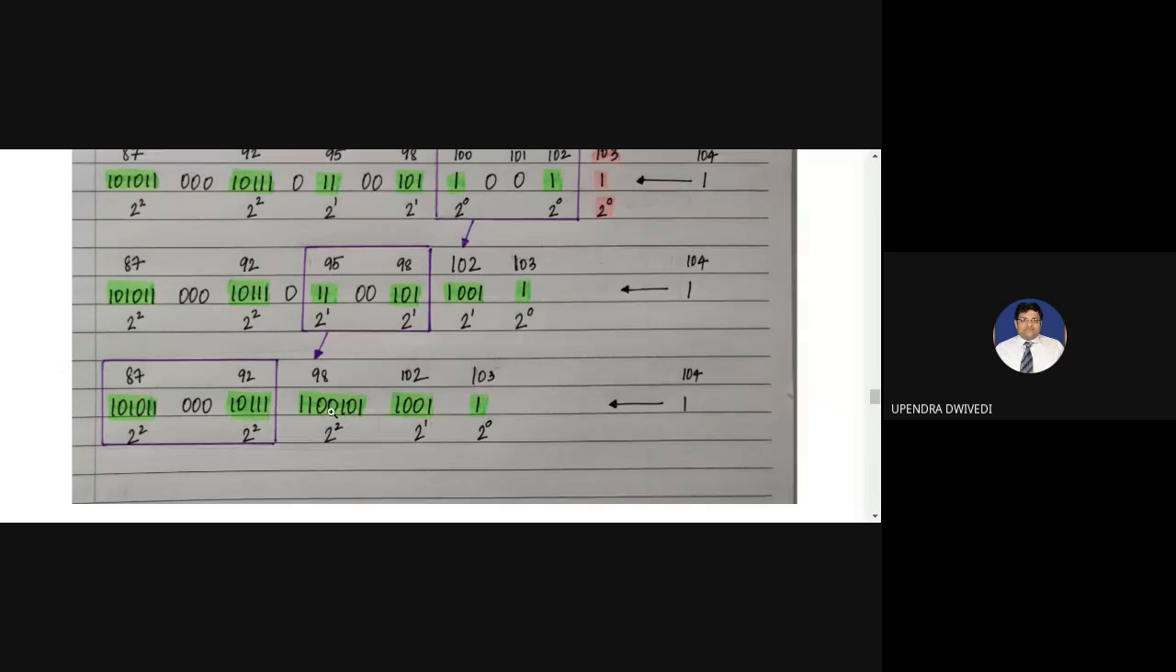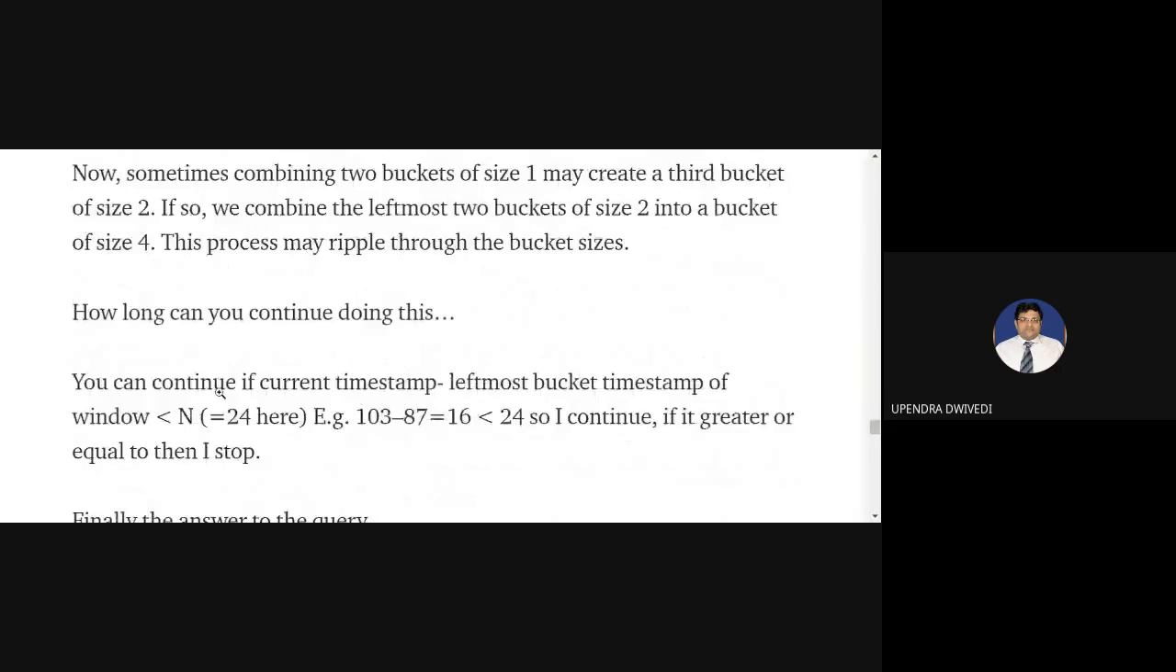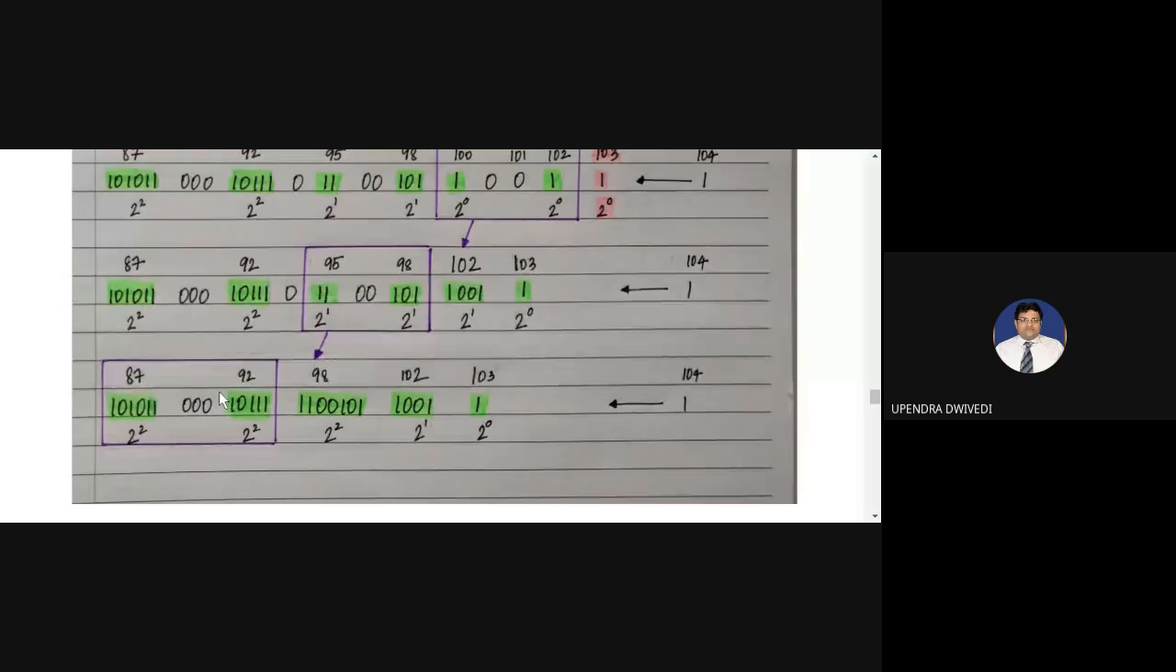Now, if we move toward the leftmost, then we'll find that we have the same bucket size. Now we'll again merge these buckets. In this way, you can merge all the bucket information, and you will do the process until there is no bucket of the same size. And the second condition is that if we go from left to right, then the bucket size should be in decreasing order.